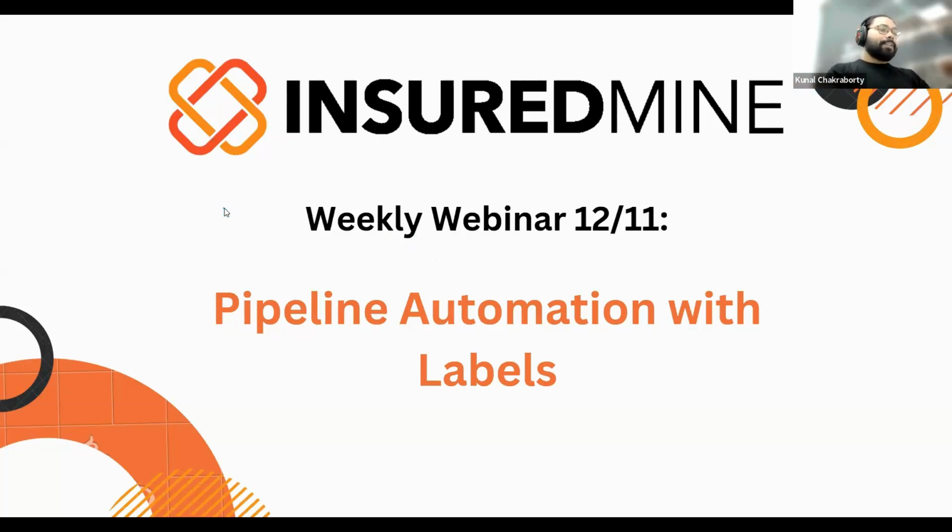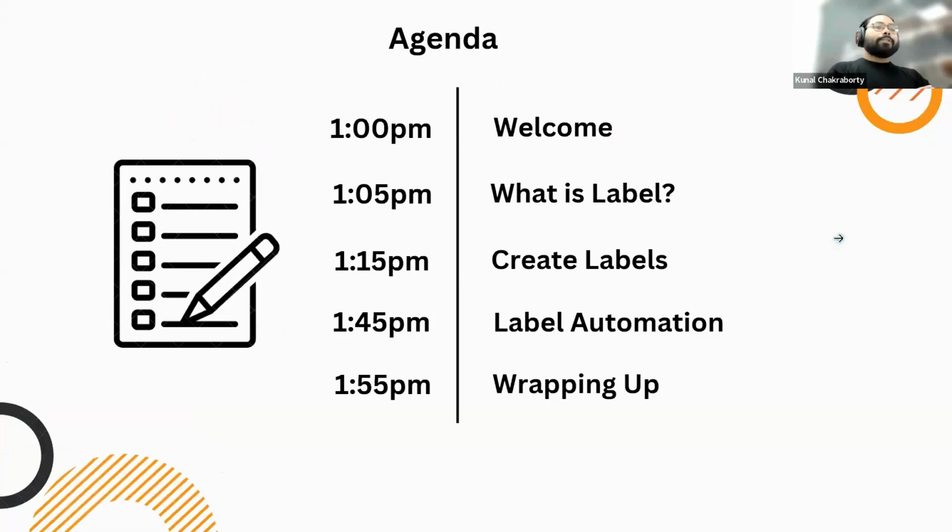So for today's discussion, I have pipeline automations with labels. Label is something you're all aware of that we utilize back in the pipelines, and we would want to understand what exactly labels are. That is where I start off. We would talk a bit about how labels are different from tags in InsuredMine. After that, I would walk you through how you can create labels in InsuredMine and how you can utilize them as well. Once we talk about that, I would do some fact checks, as I mentioned.